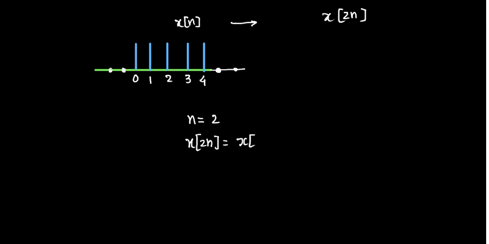X of 4. That means at n equal to 2, what is the value that we have? X of 4 value. That means at n equal to 2, where is 2 here? I will have the value of 4. This will get compressed, yes. Okay, I'll come to that.